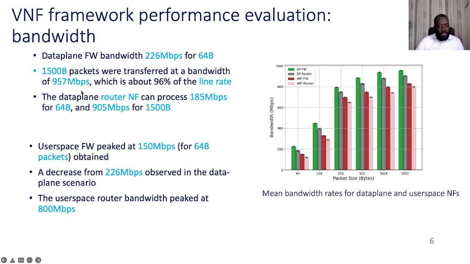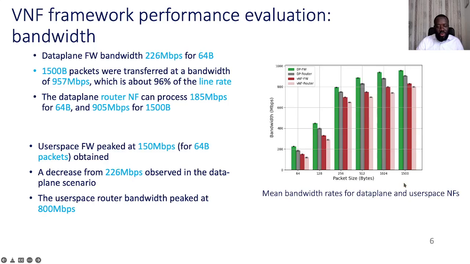For the data plane firewall as well, for 1500 bytes packets, we're able to obtain 957 Mbps, which is about 96% of the line rate. Line rate here is 1000 Mbps. The data plane router NF was able to process up to 1185 Mbps for 64 bytes packets as well, as you can see from the figure on the right, and 905 megabits per second for 1500 bytes.